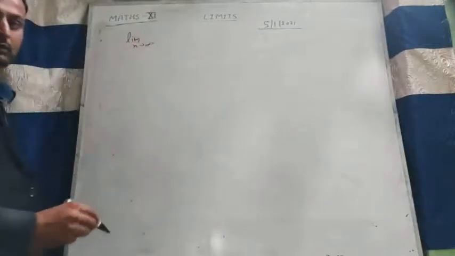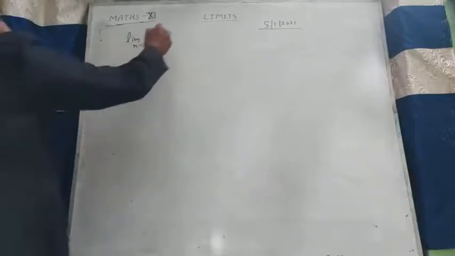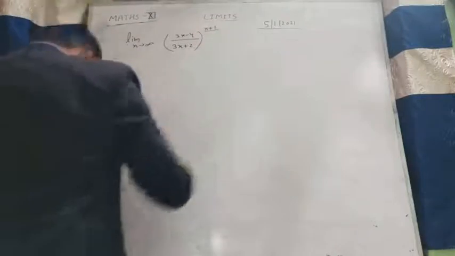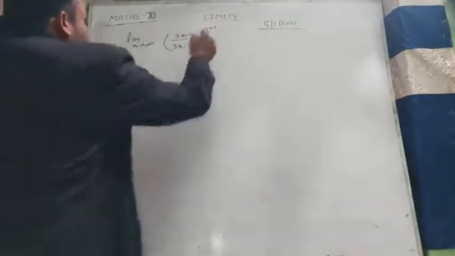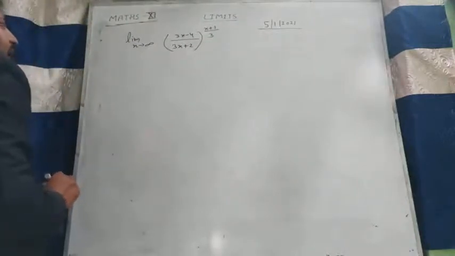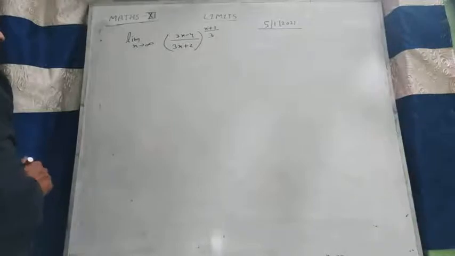So the next question is the limit as x tends to infinity of (3x minus 4 by 3x plus 2) to the whole power (x plus 1) by 3. And we have to find the limit of this question.